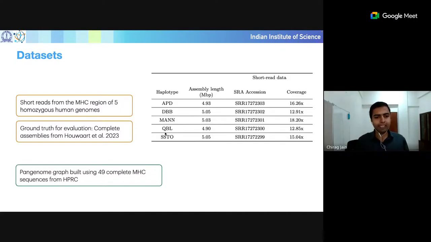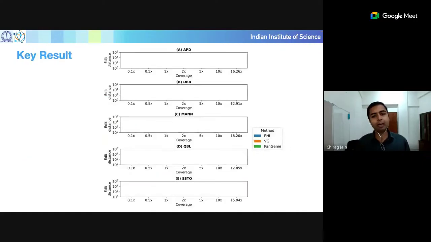Okay, so I hope this experimental setup is clear now. Let me show you how this method performs in terms of the concordance with the ground truth. To measure the genotyping accuracy, I'm going to check the sequence path that I inferred from the pangenome graph. What is its edit distance from the ground truth MHC sequence? So I'm comparing two sequences of approximately 5 million bases long, and I'm checking their edit distance.